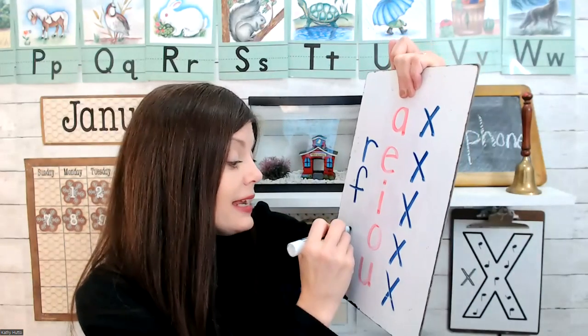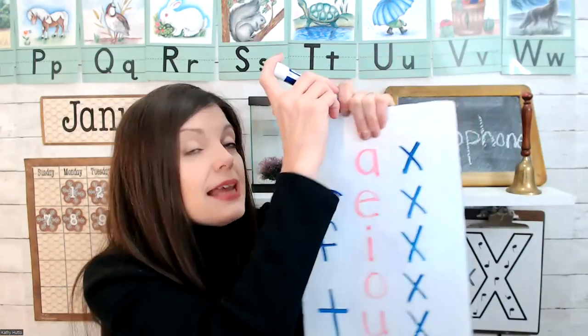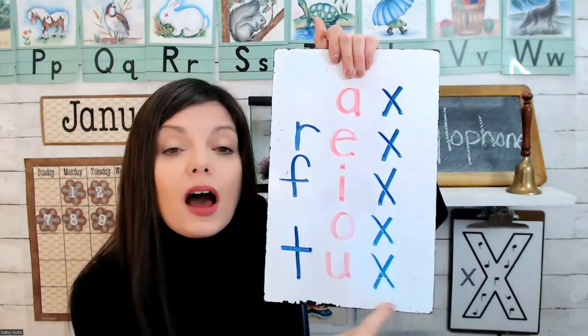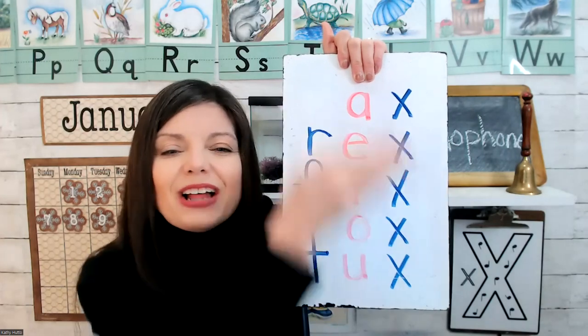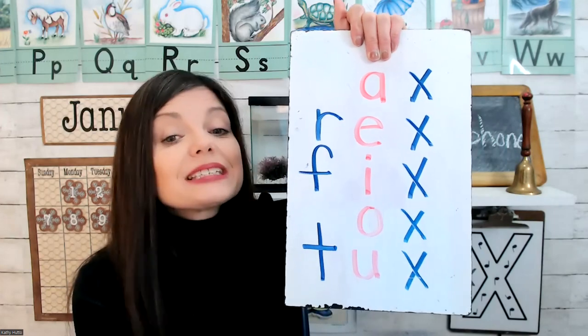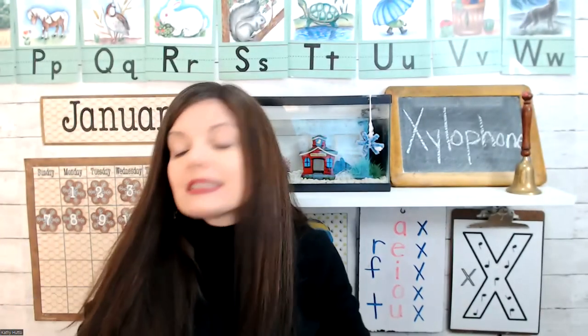Excuse me, at the beginning. X is at the end. Now let's read this word. T, ux, t, ux, tux. Look, you read five words. Ax, rex, fix, ox, tux. Well, that was our letter time for today.